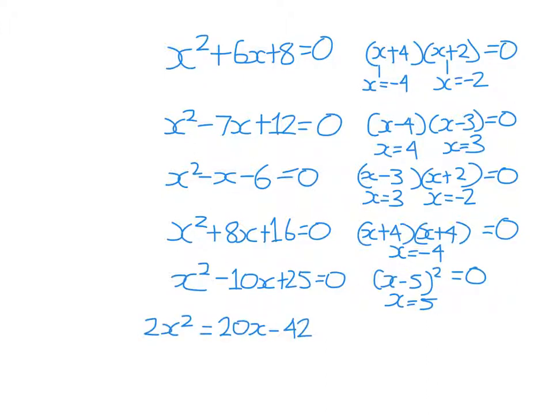So let's look at this quadratic equation. 2x squared equals 20x minus 42. So this one looks a bit different. It's the first one we've done that wasn't equal to 0. Now, what happens with quadratic equations is we need one side to equal 0 so we can use the null factor law. The null factor law only works for 0.